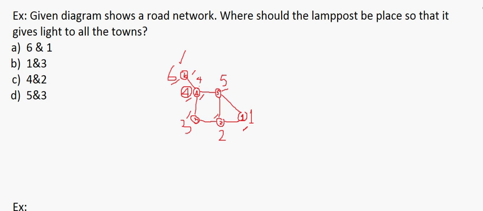Can we light 4 and 2? Yes. If you see, 4 would give light to 6, 5, 3 and 4, 2 would give light to 3, 5, 1, right? So 4 and 2 is the right answer.